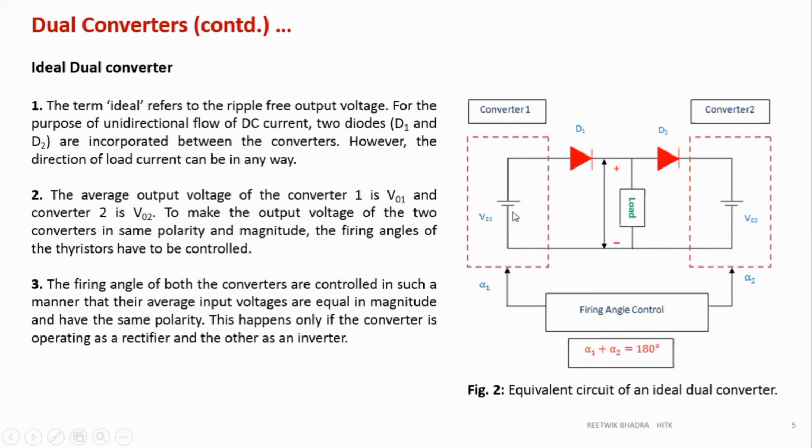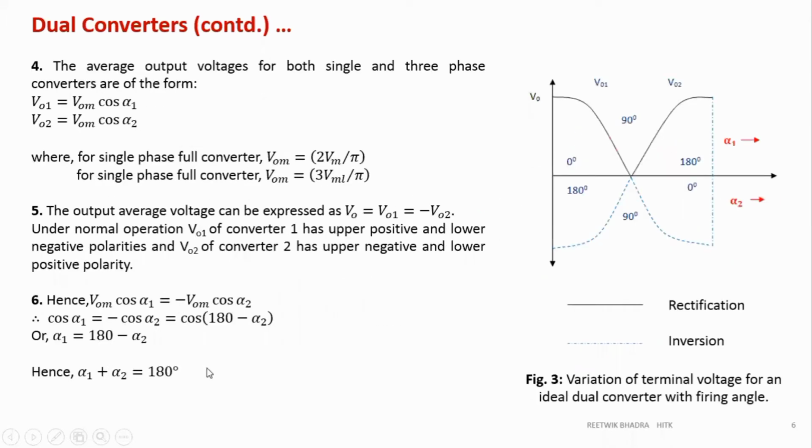If you want to operate the other way, the opposite way, so if you want converter 2 to operate as a rectifier, alpha 2 will be less than 90 degrees, maybe 60 degrees. So what will be alpha 1? 120 degrees. Okay, and you know 120 degrees is greater than 90, so obviously converter 1 has to operate in inverting mode. So that is the basic concept of why alpha 1 plus alpha 2 equals 180 degrees.